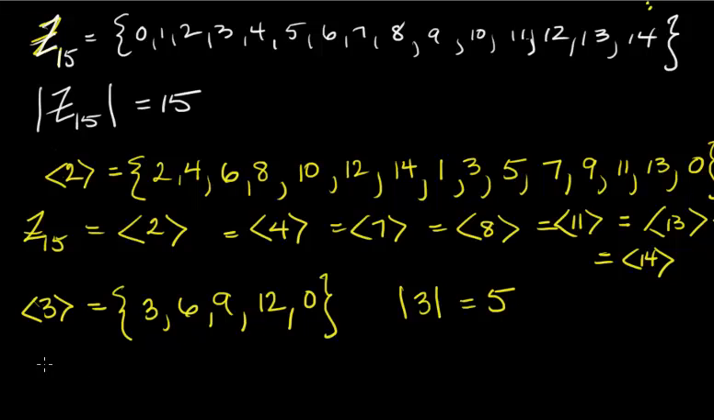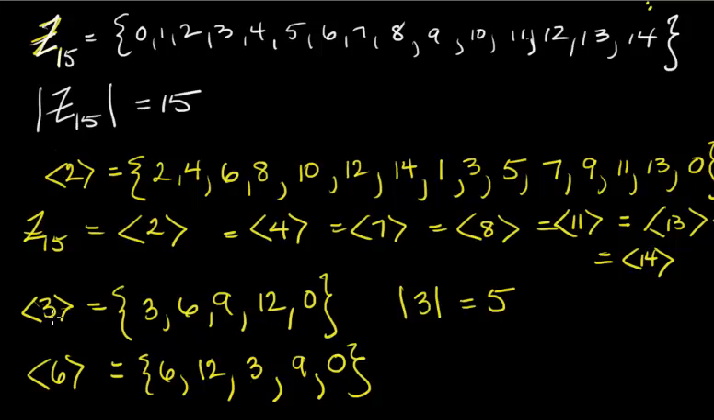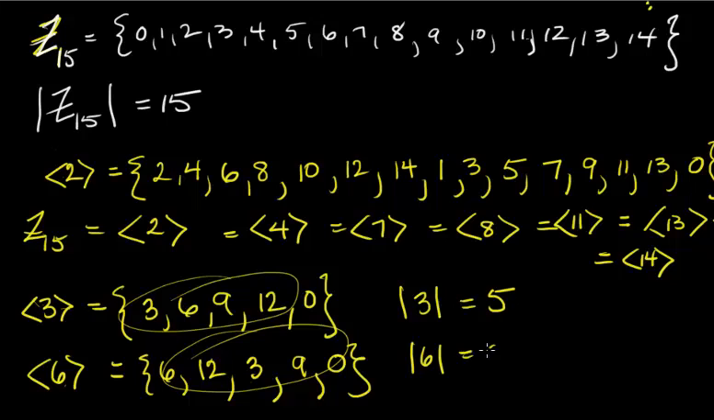Let's try another one. How about 6? The cyclic subset generated by 6. Starting with 6, 6 plus 6 is 12, plus 6 is 18, which is 3, and 3 plus 6 is 9, and 6 plus 9, we get to 0. So we see that the elements 3 and 6 generated the same subset or subgroup. And so we would say that the order of 6 is also equal to 5.